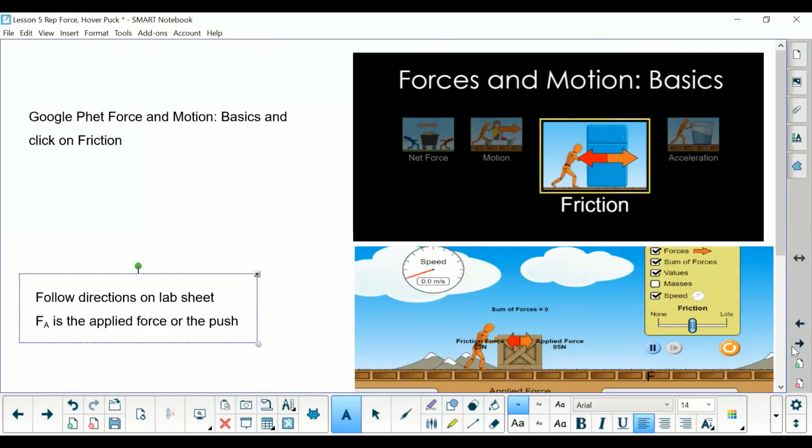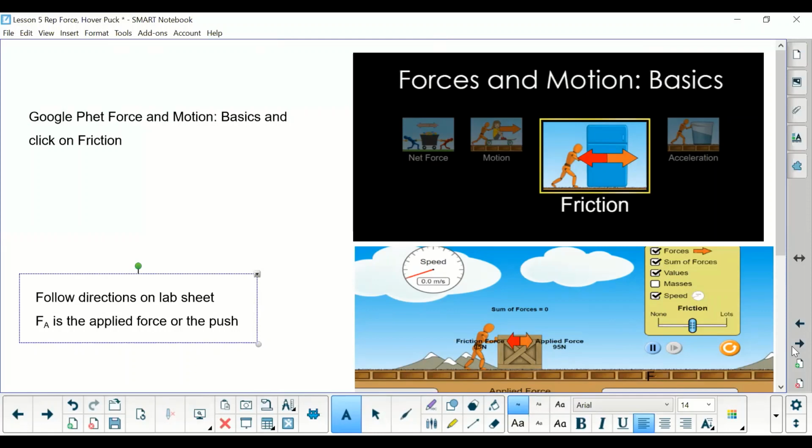You're just going to go to Google and Google PhET, P-H-E-T. That's the University of Colorado at Boulder. They have a lot of simulations there that we'll be using throughout the semester. You're going to Google PhET Force and Motion Basics. It'll be HTML5, so it should run on any platform.